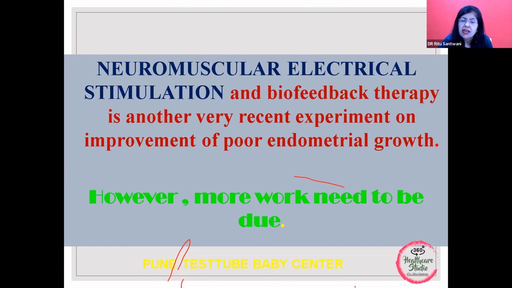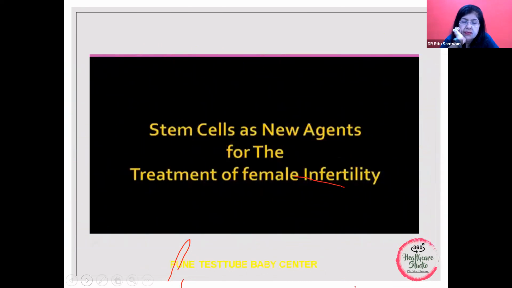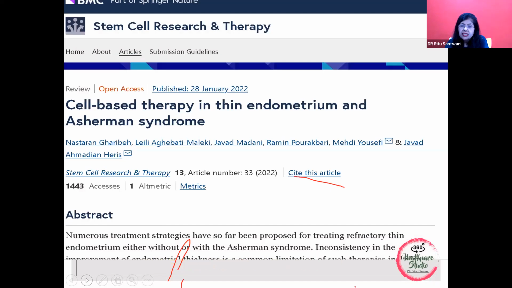Again, studies have come regarding neuromuscular electrical stimulation and biofeedback therapy, which is another very recent improvement for poor endometrial growth. Studies have shown the use of stem cells as new agents for the treatment of female infertility. A lot of studies have been presented in support of this.